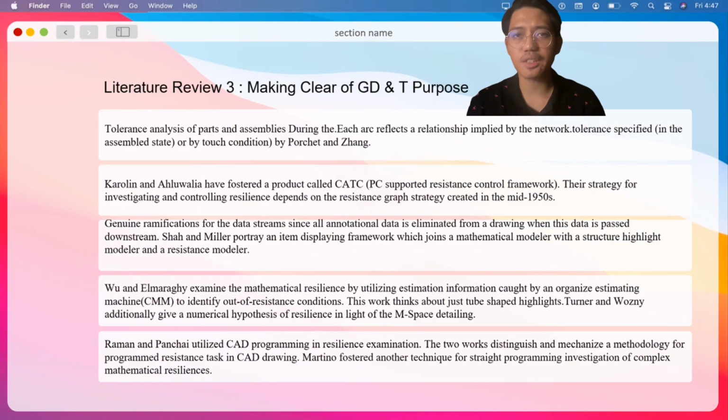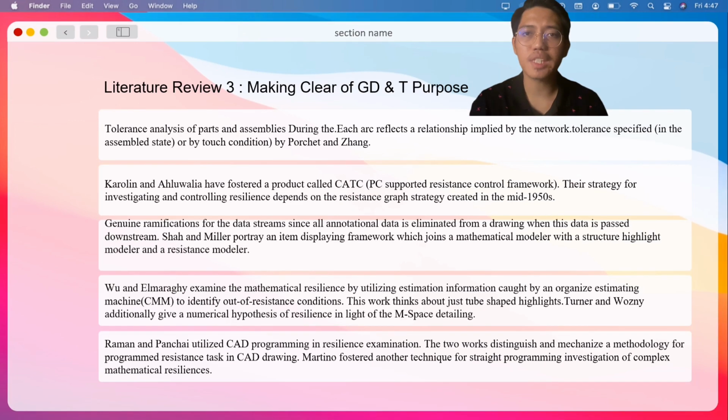Zhang stated that each arc reflects a relationship implied by the network, such as tolerance analysis. Caroline and Alvia have developed a product called CATC, which controls tolerance graphs. Shah and Miller describe a product modeling framework, which joins a geometric modeler with a design feature modeler. Wu and Almaragi examine geometric tolerance by organizing the use of a CMM machine to identify out-of-tolerance conditions. Raman and Panchai use CAD programming in tolerance examination by identifying and automating a methodology for a program tolerance task in CAD drawing.